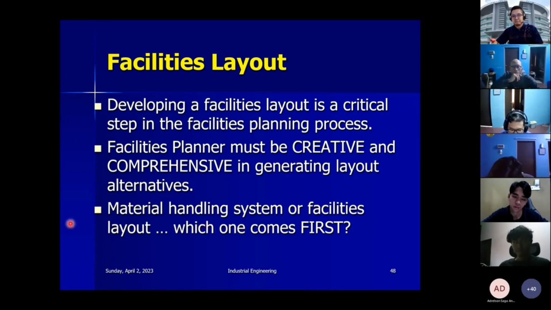Which one do you think comes first? Material handling system or facilities layout first? The first one is facilities layout. Then we put the material handling system in our layout. So there is no material handling system first and then facility layout. The first one is layout. Then we put anything in our system, including the material handling system.